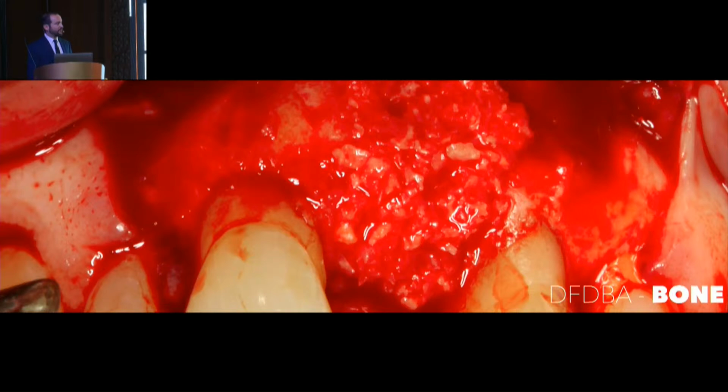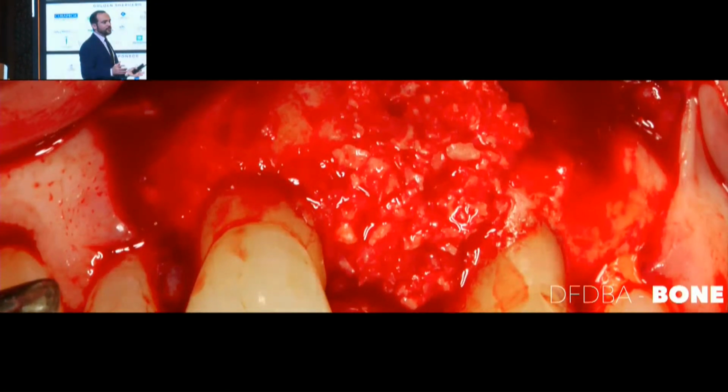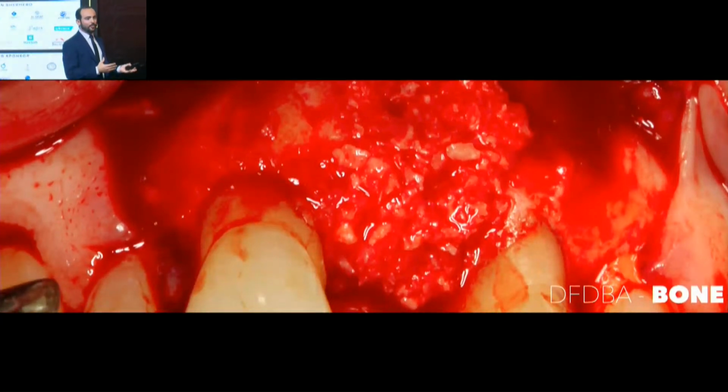And we start with the grafting. Why do I classify this as a class 2 based on CAPASCO 2018? Because at this time, I think I could have easily placed a dental implant. I have sufficient bone in the right position to place an implant and simultaneously do bone augmentation.